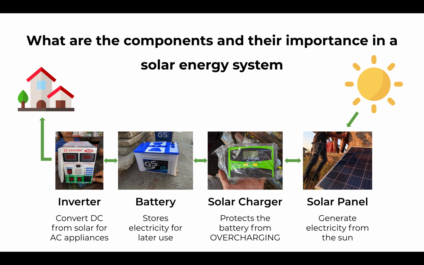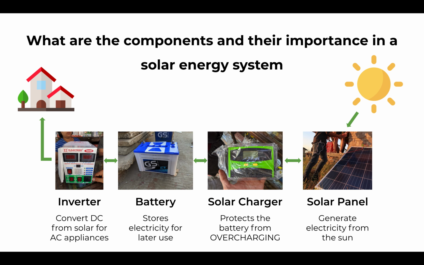What are the components and the importance in the solar energy system? So in the solar energy system, it consists of four components: the solar panels, the solar charger, the battery, and the inverter. So the process is first, the sun would actually shine on the solar panel, and this solar panel will generate electricity, and then after that it will pass to a solar charger. This solar charger protects the battery from being overcharged because you don't want your battery to spoil very fast.